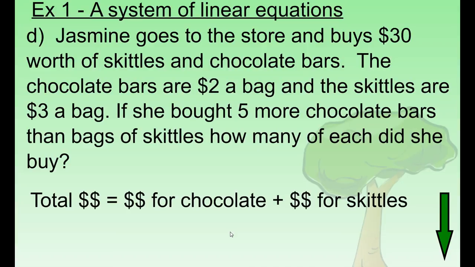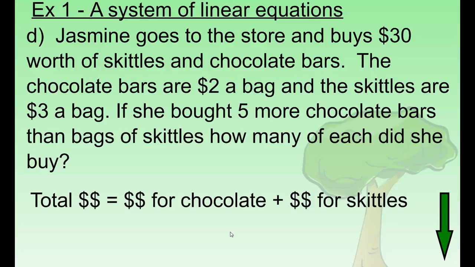So this problem would be hard to solve without a system of equations. You could do some guess and check, and try, well, what if she buys 1 chocolate bar? What if she buys 2 chocolate bars? And just go through and do the math that way. But if you use a system of equations, it makes it easier.